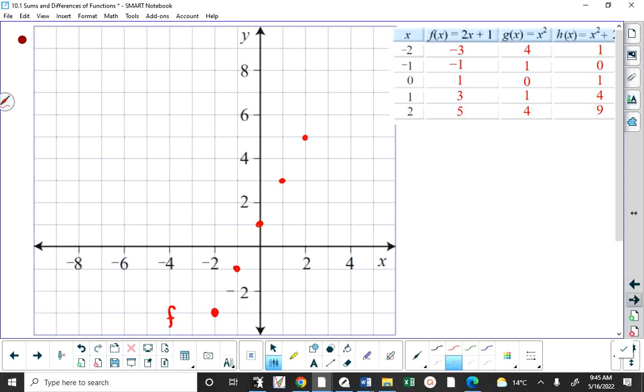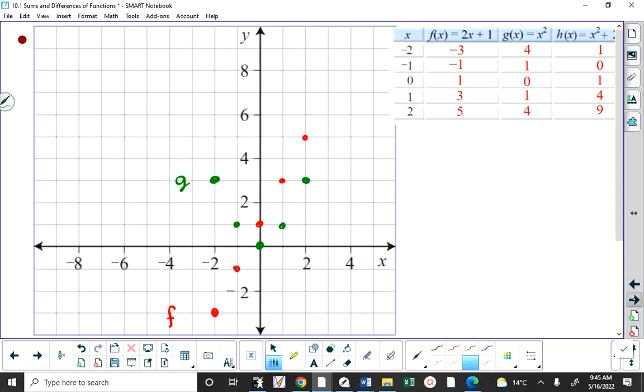Now, what about g of x? Well, g of x is -2, 4. -1, 1. 0, 0. 1, 1. 2, 4. If you want, you can certainly draw these, but that's, again, not my intention here. That's g.